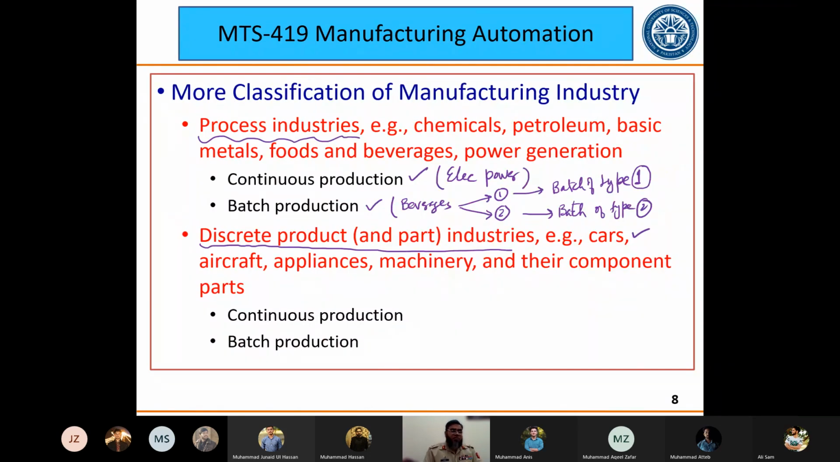We can classify. Now we are going a little deeper into the classification of the manufacturing industry, and there will be two types of industries. One is the process industry and the second is the discrete product industry.